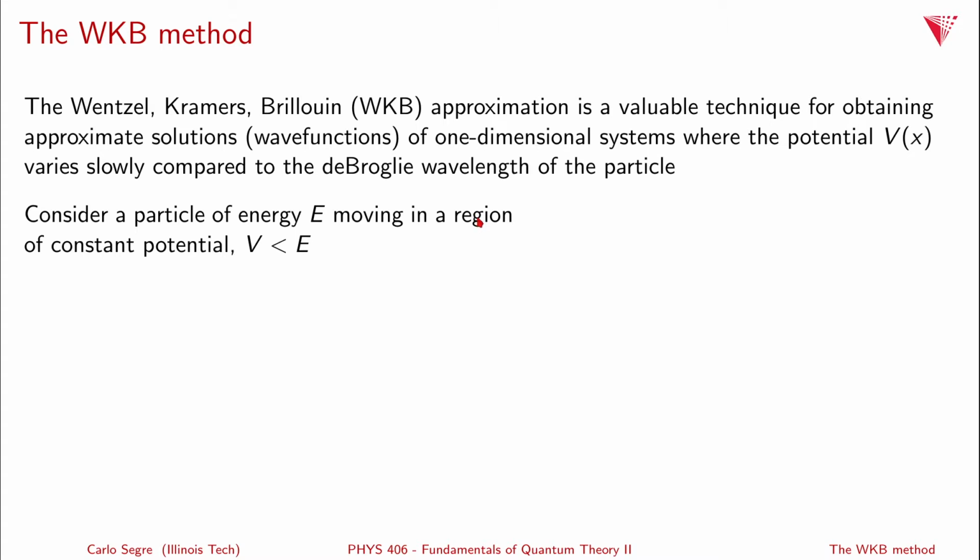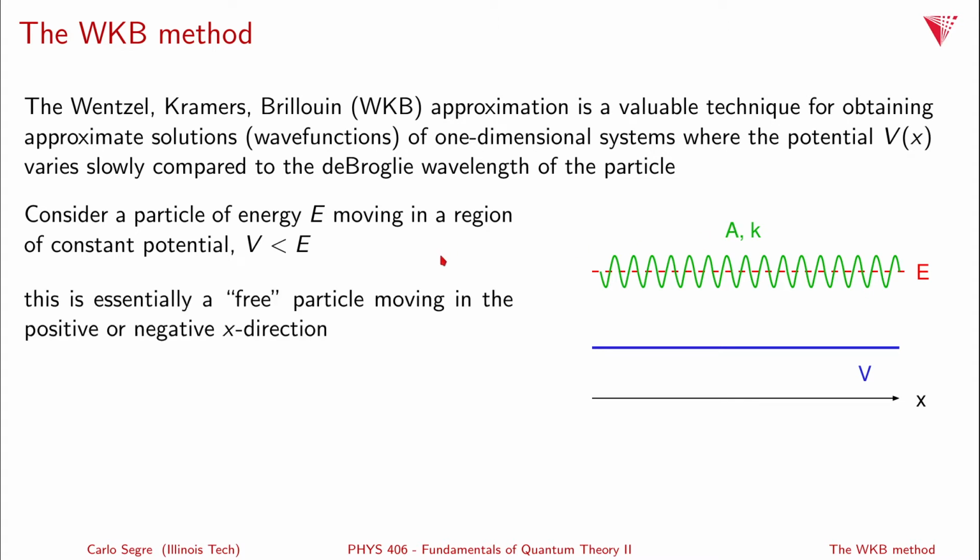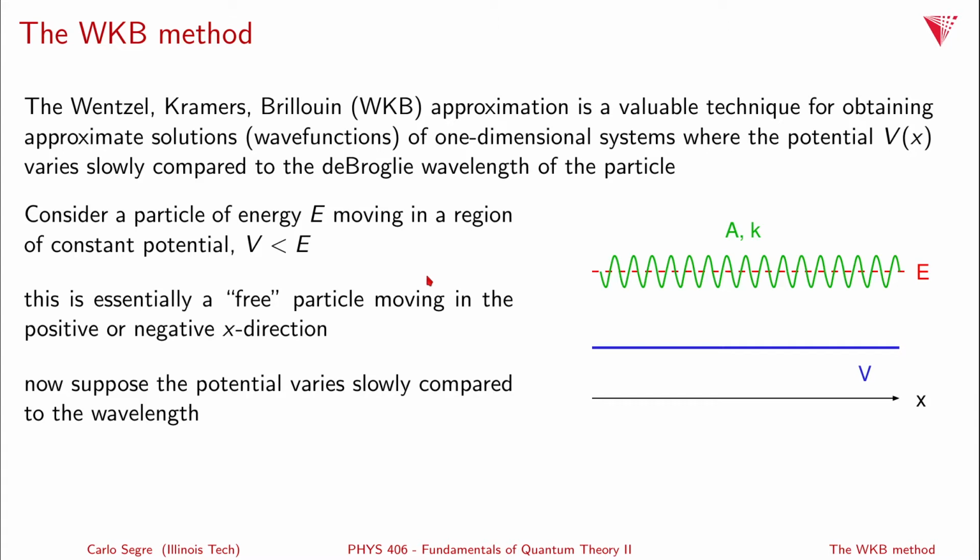So let's consider a particle of energy E moving in a region of constant potential V, which is less than E. So we can imagine that E is up here, V is down here. If you recall, this is a free particle with a net momentum, which is E minus V. It has a de Broglie wavelength, a wave number, and an amplitude. So it's basically a free particle moving in the positive or negative x direction, and therefore, we know how to solve that.